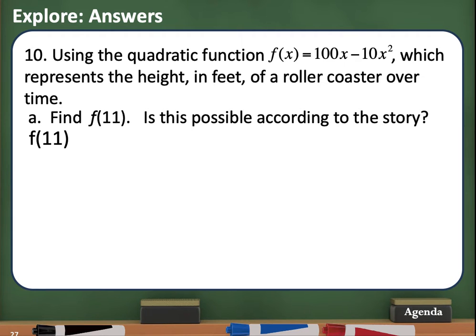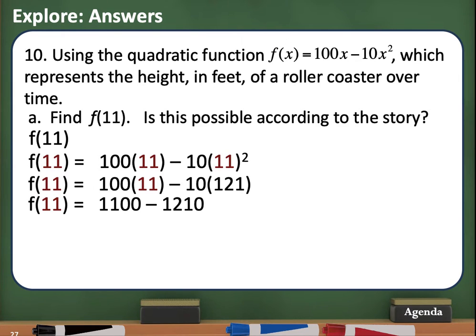Using the function that we had, which represents the height in feet of the roller coaster story, I wanted you to find f of 11, so plug 11 in for x. And then is it possible, according to the story, to have f of 11? So we put 11 in, you do some math, and you get negative 110 feet. And we always argue as a class, is that possible for a roller coaster to be negative 110 feet?